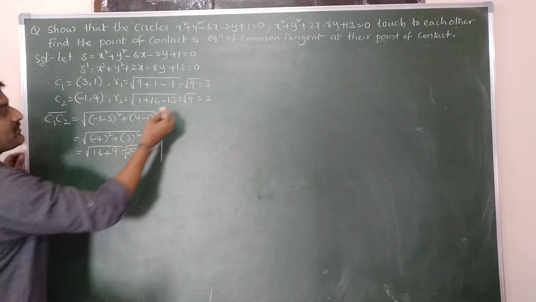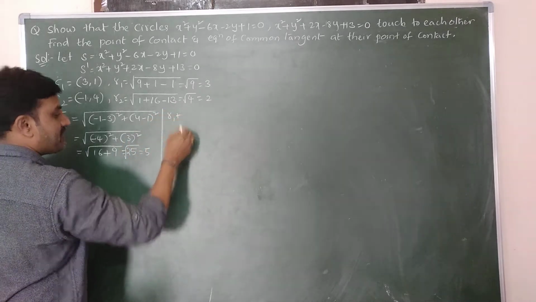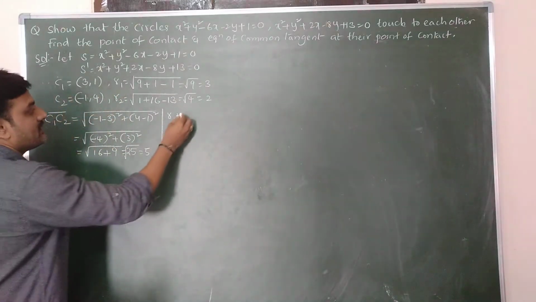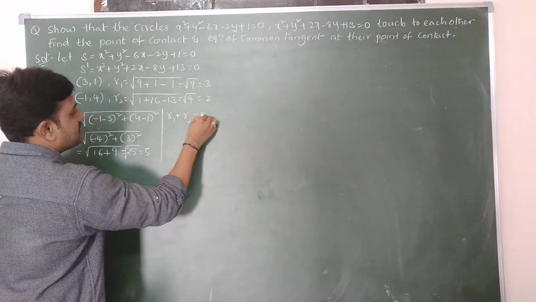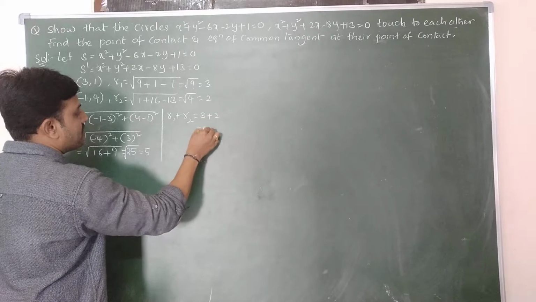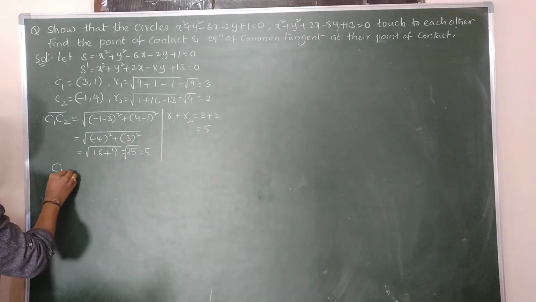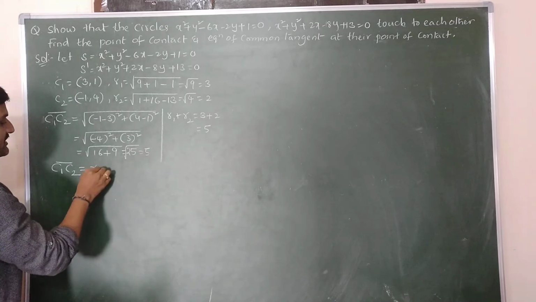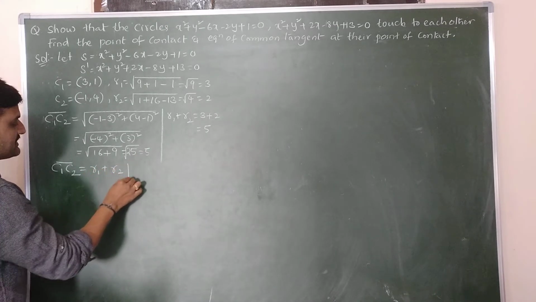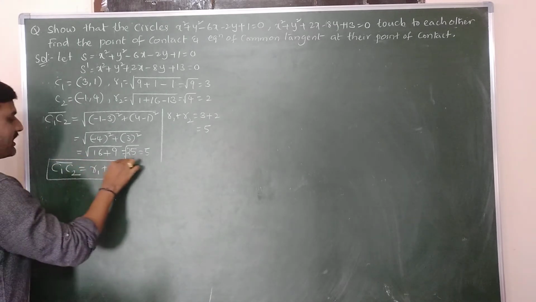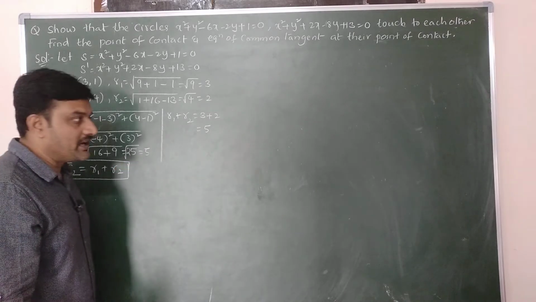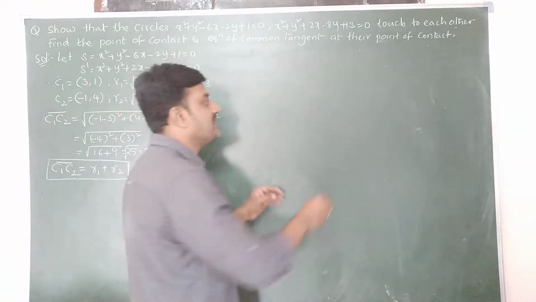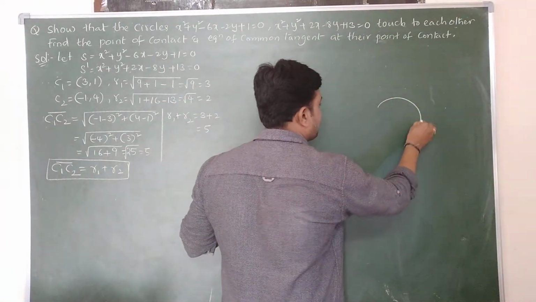Now what about R1 plus R2? R1 plus R2 equals 3 plus 2 equals 5. Now observe: C1C2 equals R1 plus R2. Now definitely the circles touch each other externally.